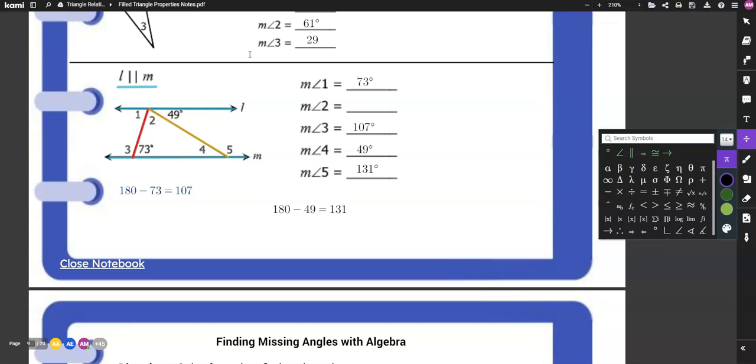Whichever way you would prefer to do that, my personal preference is to take angle 5, which is 131 degrees, and subtract 73 degrees. So if we take the measure of angle 5, which is 131 degrees, and subtract 73, we are going to get 58 degrees. So the measure of angle 2 is 58 degrees.